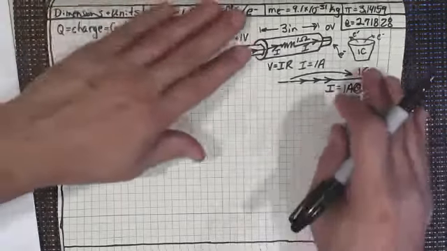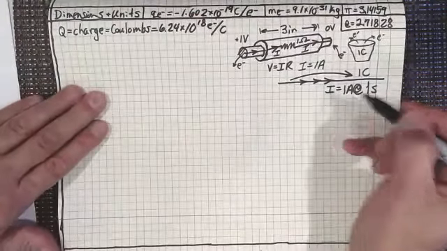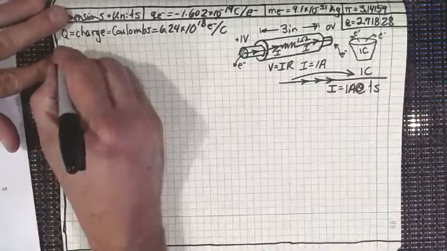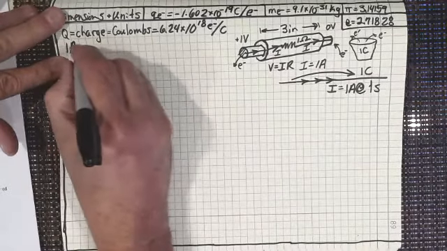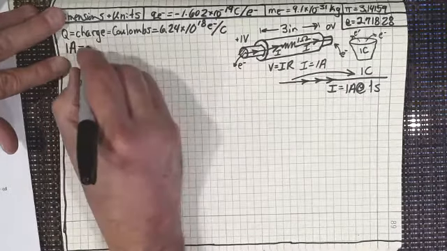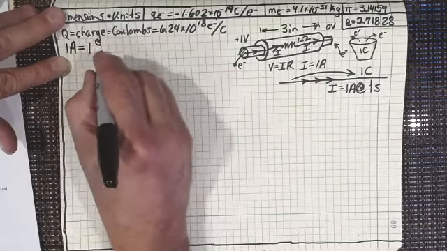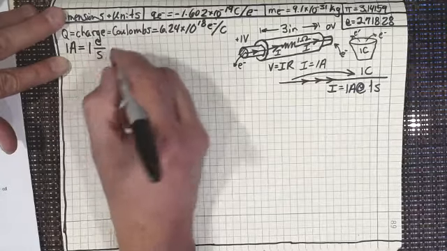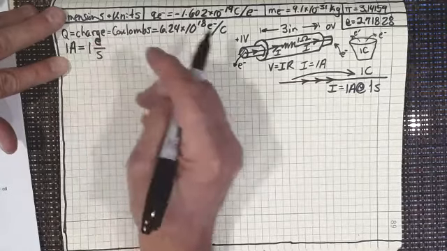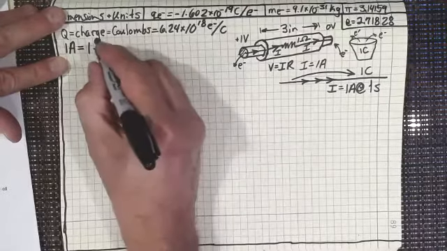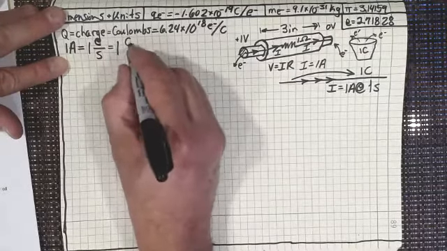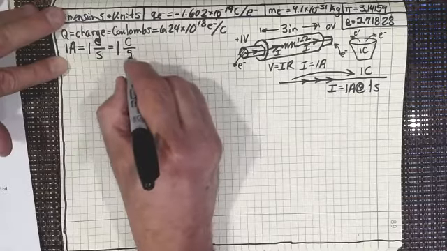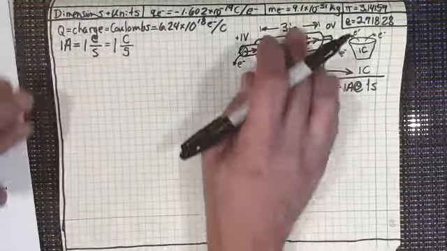So what we can say, since we know that an amp is current, right? So we can say that 1 amp equals 1 coulomb per second. That's supposed to be a C. 1 coulomb per second. God, it doesn't look like a C, does it? I'm going to write it again. 1 coulomb per second equals 1 amp.